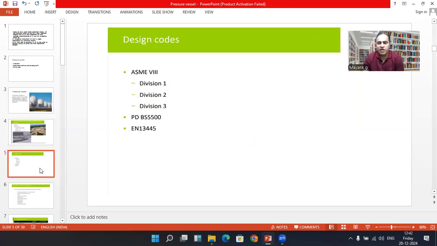There are several design codes that are used for the designing of pressure vessels, and the most popular one is ASME Section 8. There are certain divisions to this ASME standard: Division 1, Division 2, Division 3. Then we have other standards: PD 5500, BS 5500. Then we also have an EN standard, EN 13445. So these are the applicable standards to pressure vessels.